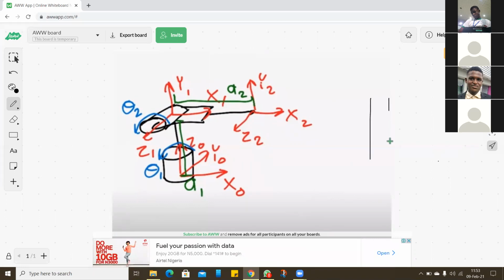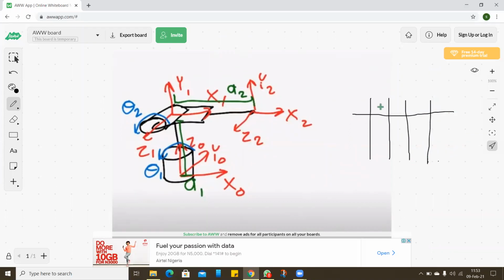1, 2, 3, and 4. Right? So here is going to be our theta. Here is going to be our alpha. Here is going to be our R. And here is going to be our D.